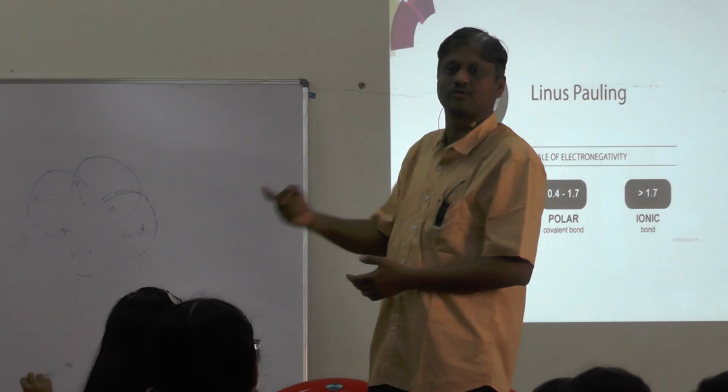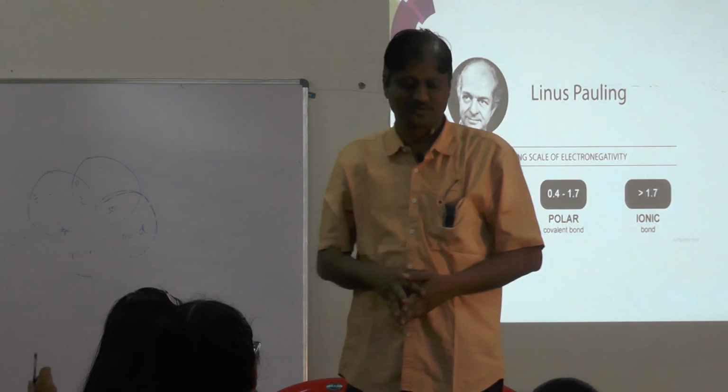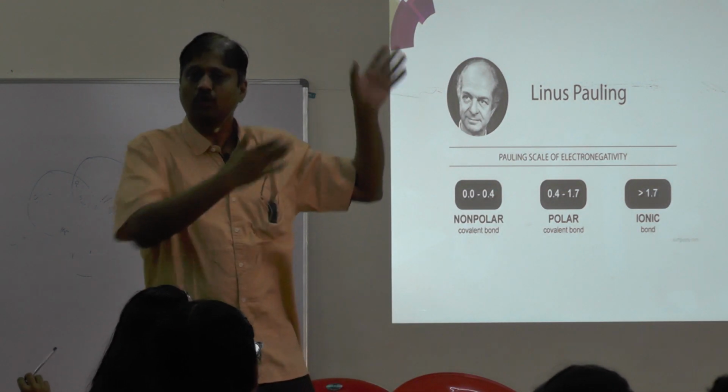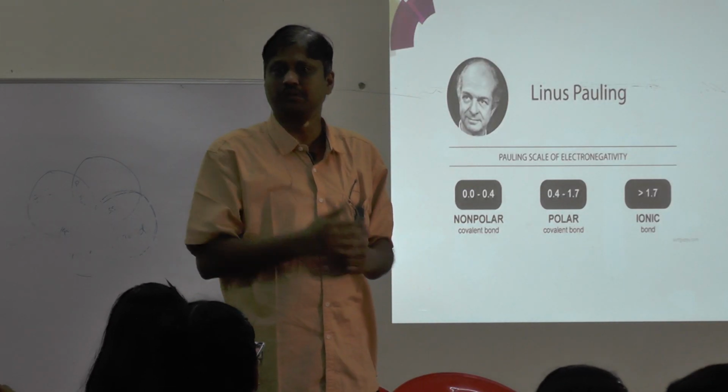This is the only fellow who got 2 Nobel Prizes unshared for 2 different fields. That is extra information. So he has told this method. Why is that number there?